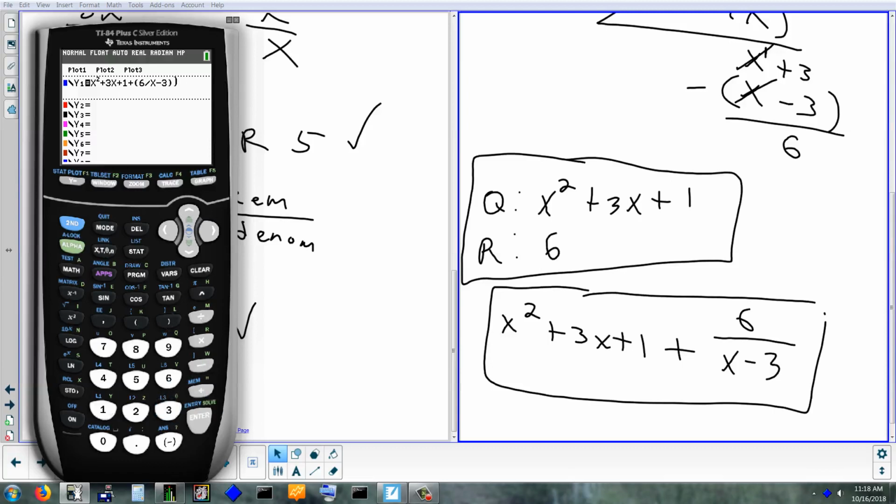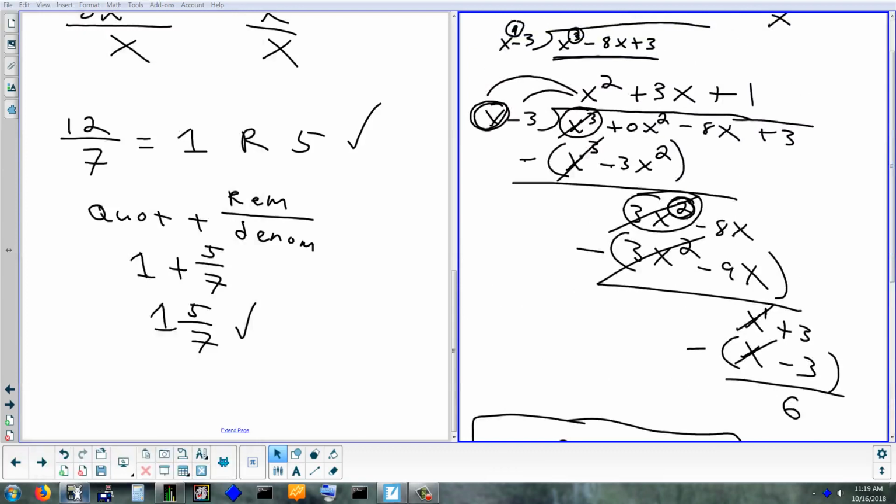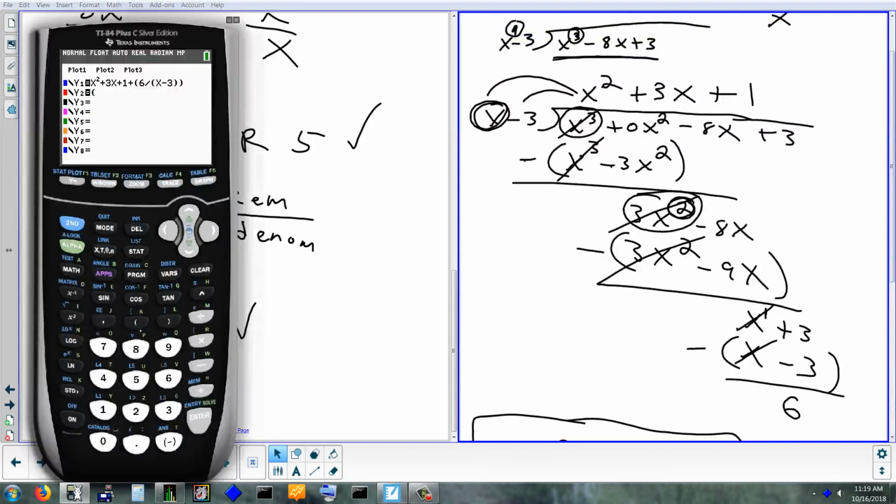All right. So we've got, oops, forgot a parenthesis. All right, so we just typed in our answer. Now, if you type in the original problem, when we graph it, our answer and the original problem should look exactly the same if we did it correctly. So let's type in the original problem. The original problem was x cubed minus 8x. Don't worry about 0x squared. The calculator doesn't care about that. Plus 3. And we divided by x minus 3.